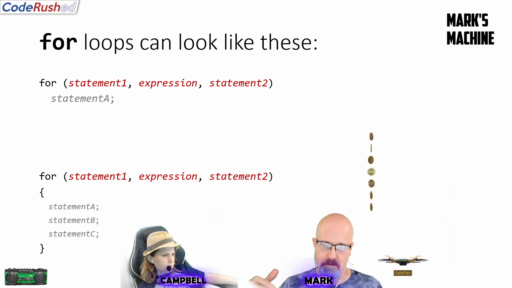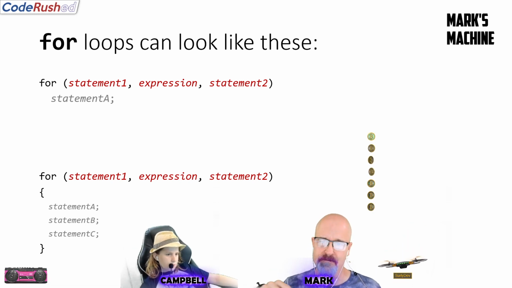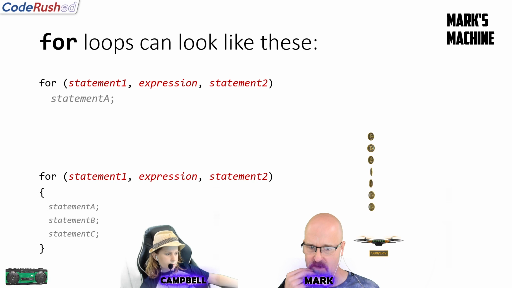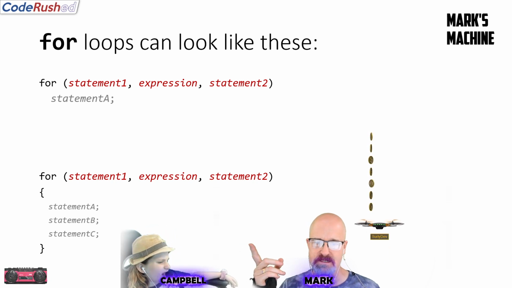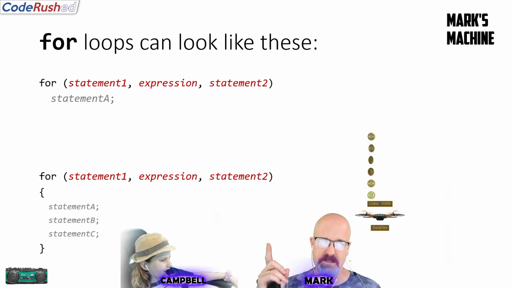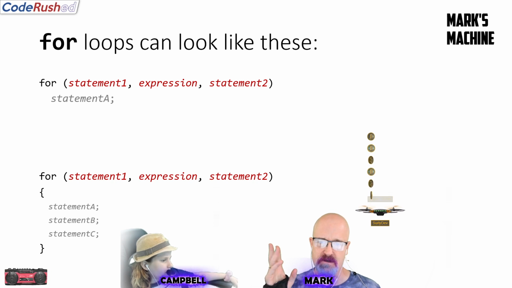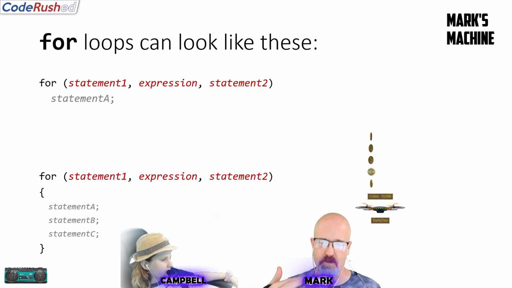It looks a little bit heavier. Let's talk about each of the pieces of the for loop, though. The cool thing about the for loop is it makes it faster and easier, in a single line of code, to do things that are frequently done.